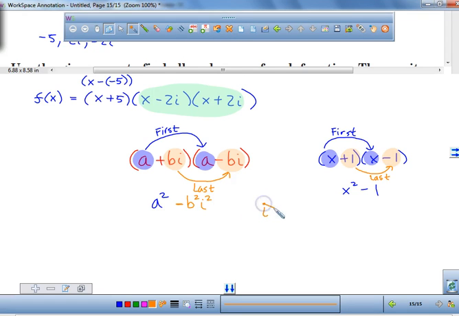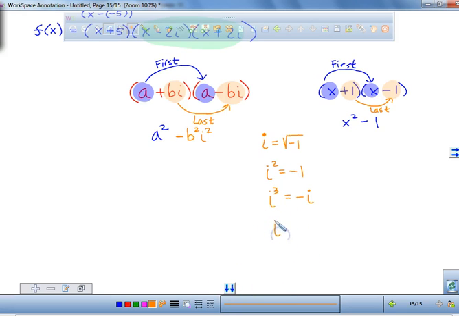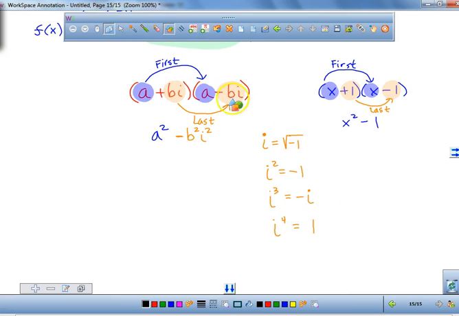i by itself is equal to the square root of -1. i squared is equal to -1. i to the third is equal to a negative i. And i to the fourth is equal to +1. Now once you got this pattern right here, that just repeats itself over and over and over again.